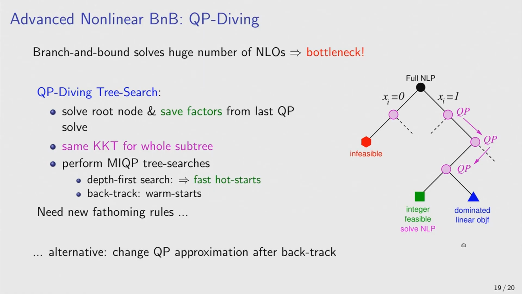Here's a little trick that Ashutosh implemented when he was working with me at Argonne, which was that we don't like solving nonlinear optimization problems, so why not just do QP solves? So for the moment, we can just ignore the fact that we have to solve nonlinear problems and just solve a quadratic programming approximation. This is great because it means we can reuse the same factorization, and this is almost as fast as using the simplex method or dual simplex method for searching the tree.